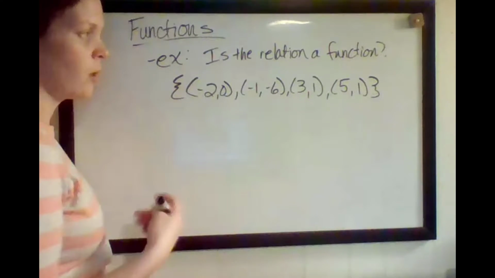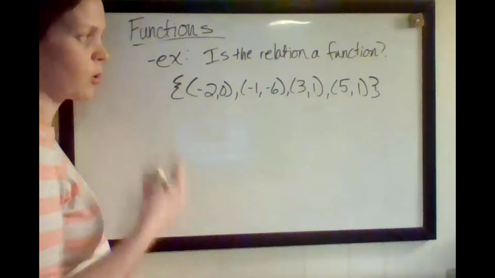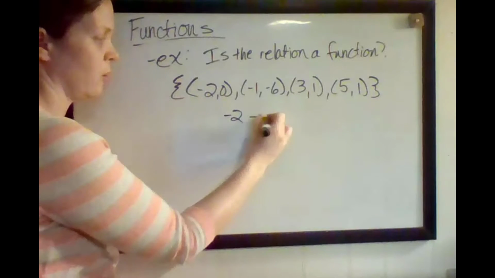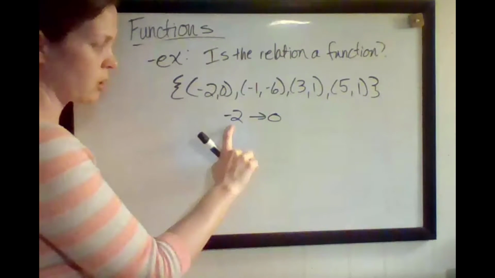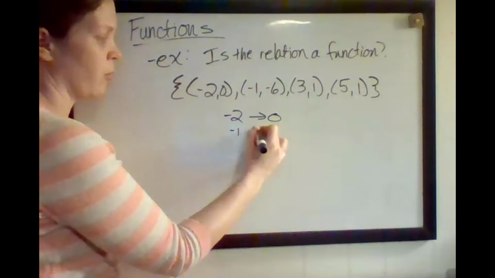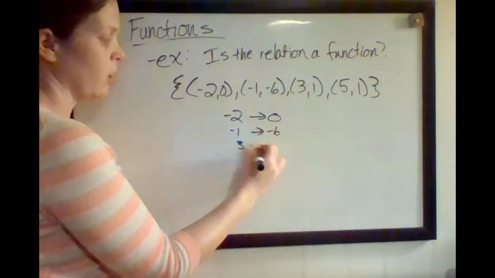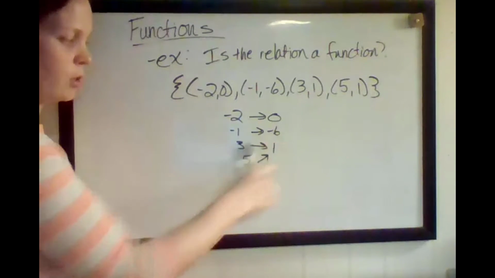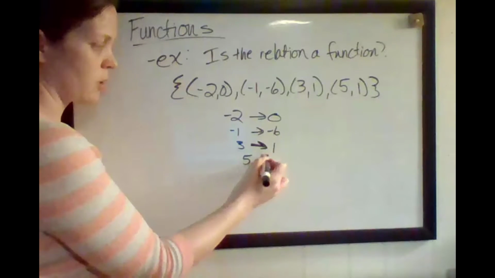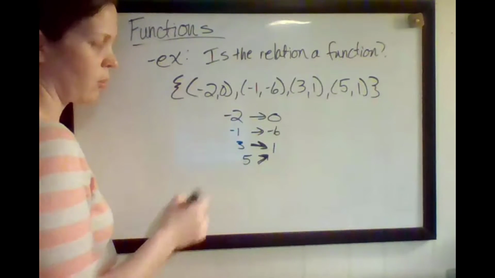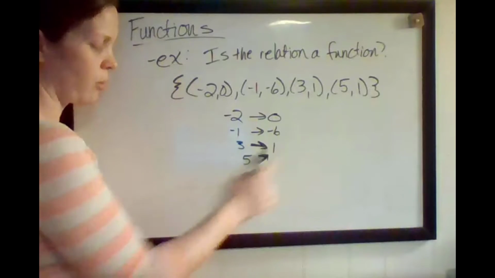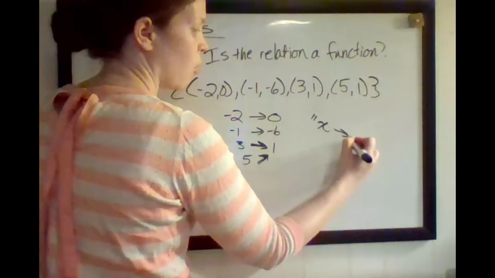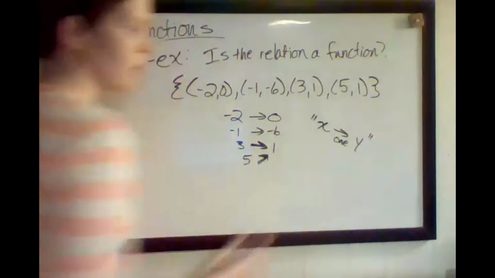This is a relation. Usually how we see this shown a little more visually, which helps make sense of this, is making a little chart like this. -2 goes to 0, -1 goes to -6, 3 goes to 1, and 5 goes to 1. So here's where we would have an issue, if we had one: it's not just one thing in the domain going to a range. Here we've got domain to range, domain to the same range. But now let's think of what I said. Each x goes to only one y.